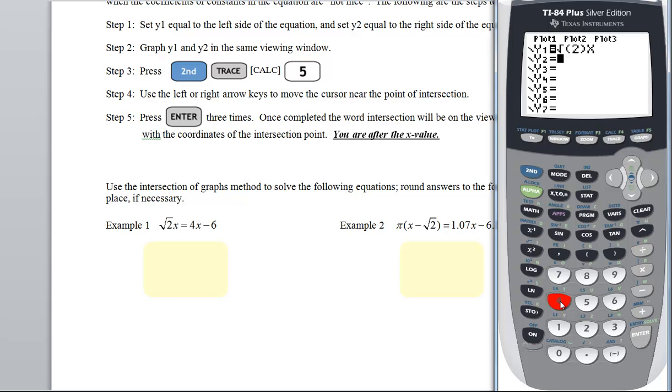My right-hand side is 4x minus 6. And let me ask it to graph. And we'll see if they hit. And they hit right there.